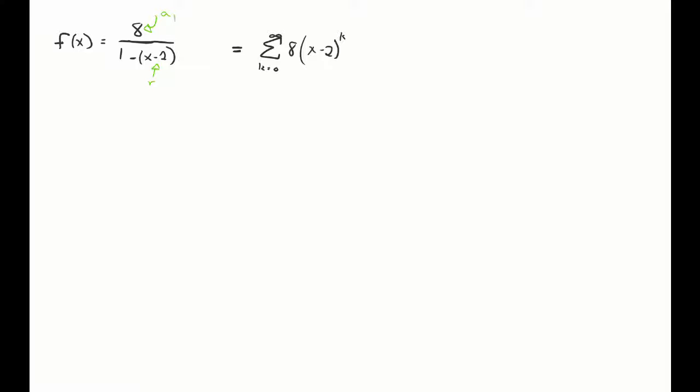And remember what we said? This is for an infinite geometric series. We said the absolute value of r is less than 1. Well, what are we saying r is? We're saying that that is x minus 2. So that has to be less than 1. Well, let's solve this inequality.